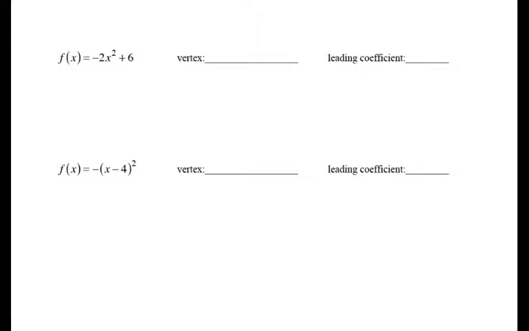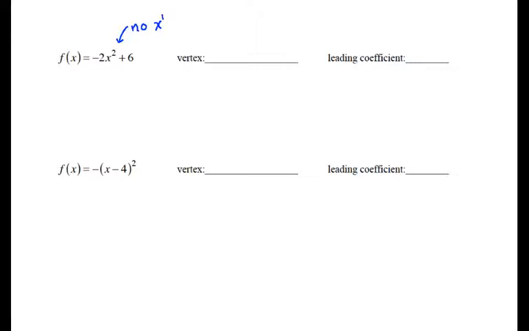Looking at this first example, we actually could consider this to be in either form. If we don't have an x term, meaning we don't have an x to the power 1 term, we have only an x squared and a constant, then we can really play it either way.